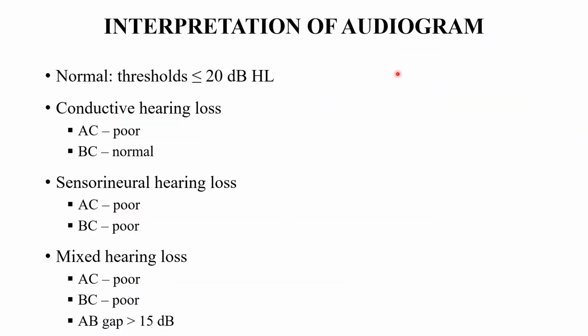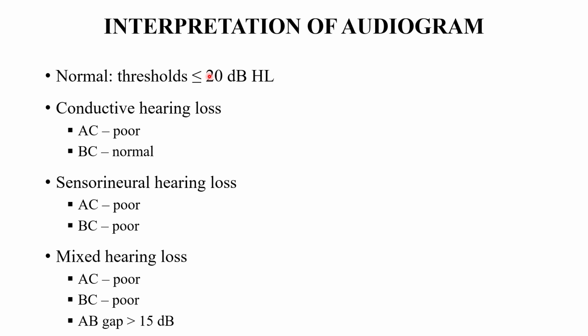Interpretation of the audiogram. As already mentioned, the normal thresholds are equal to or less than 20 decibel hearing loss. So if any patient's air conduction is at 20 decibel or below, that will be normal. In those cases, if the examiner does not perform bone conduction, it will be okay. As I already said, the bone conduction graph is always above the air conduction graph, and up to 20 is normal.